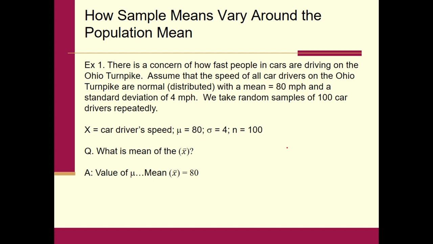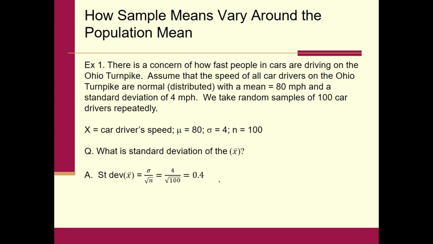But the third question, we need to know about the standard deviation. What is the standard deviation of the sampling distribution of X bar? Now, be careful on this. It's not 4. What do we have to do? We have to take 4 and divide it by the square root of 100. So I have sigma divided by the square root of n. It's 4 divided by the square root of 100, so it's 4 divided by 10. That's 0.4. So the standard deviation of all those X bars turned out to be 0.4.